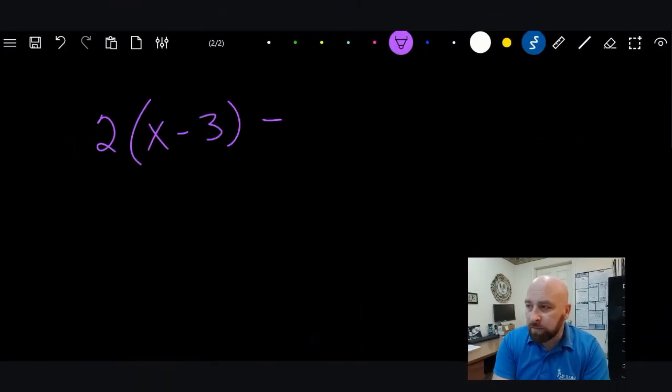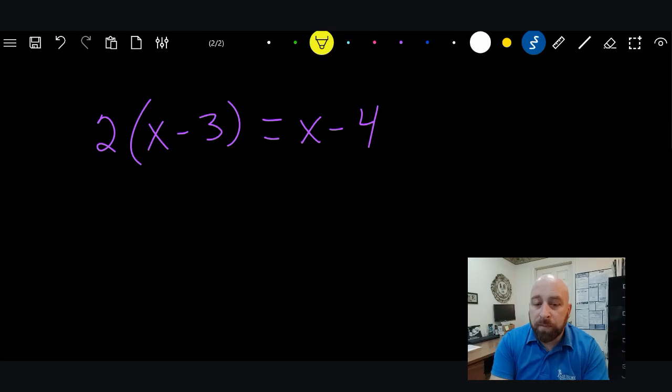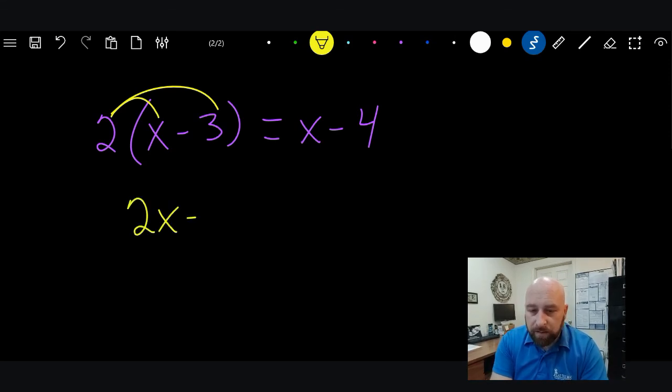So 2 times x minus 3 equals x minus 4. You might think, wow, this one's complicated. It's not bad. It's really not. Let's just follow our steps. The first thing that we do in order of operations is we distribute. We multiply. Okay? Solve the parentheses, whatever you want to call it. And so that would be 2x minus 6. 2x minus 6 equals x minus 4.